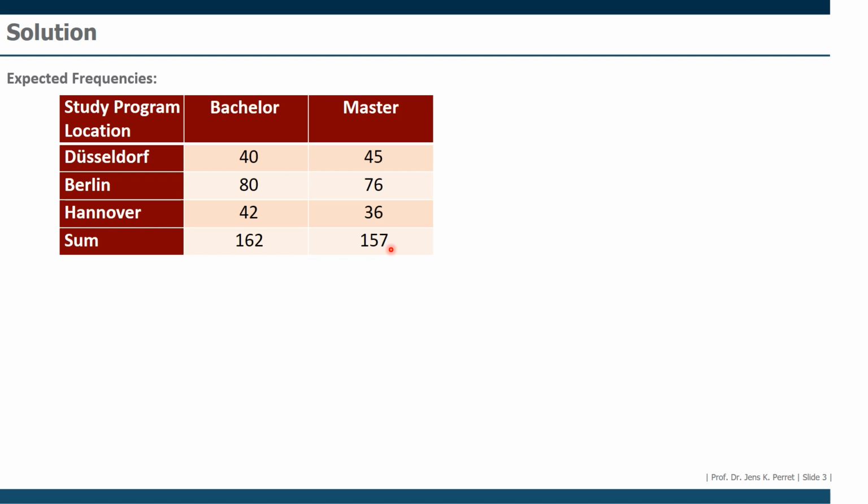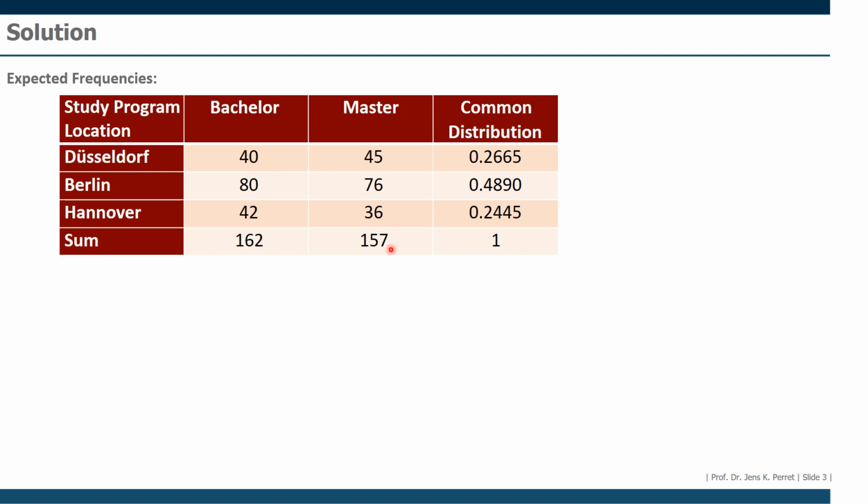The first real task is calculating the theoretical common distribution. That's something which we get by adding up bachelor and master numbers. So here 40 plus 45, so 85, and dividing this by the sum of the 2 sums. So 162 plus 157. So in this case, we get 219. So we divide this 85 by the 219, giving us 0.2665.